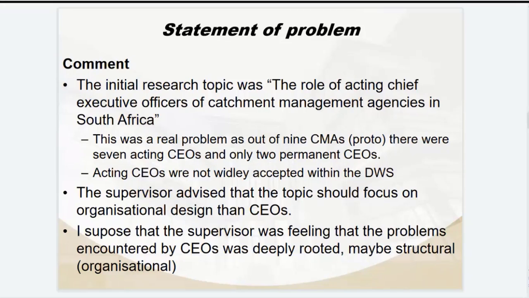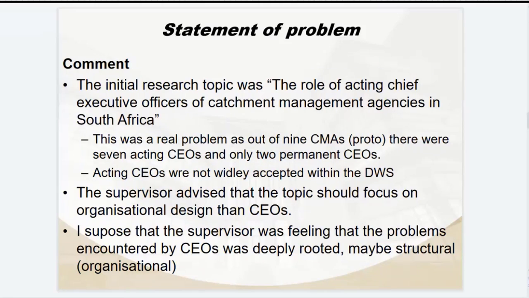Acting CEOs were not widely accepted within the department, so they could not execute their mandate as expected. They had a lot of challenges. So I said, I'm going to investigate this, and I want to make a proposal and recommendations to the department so that these problems could be addressed.